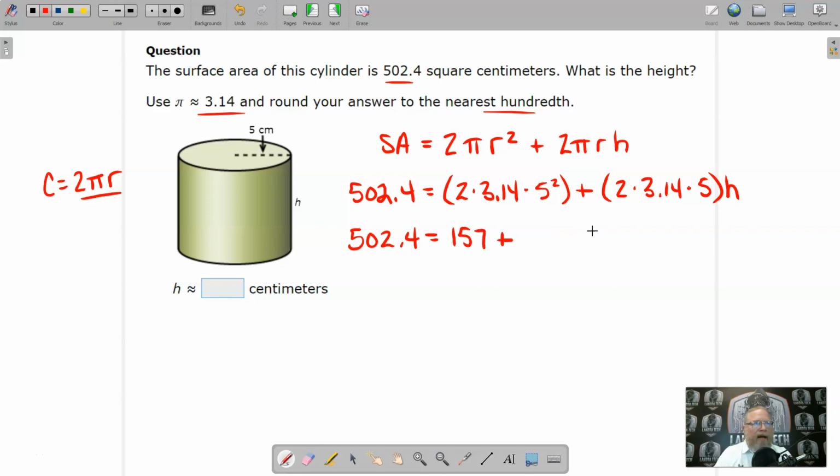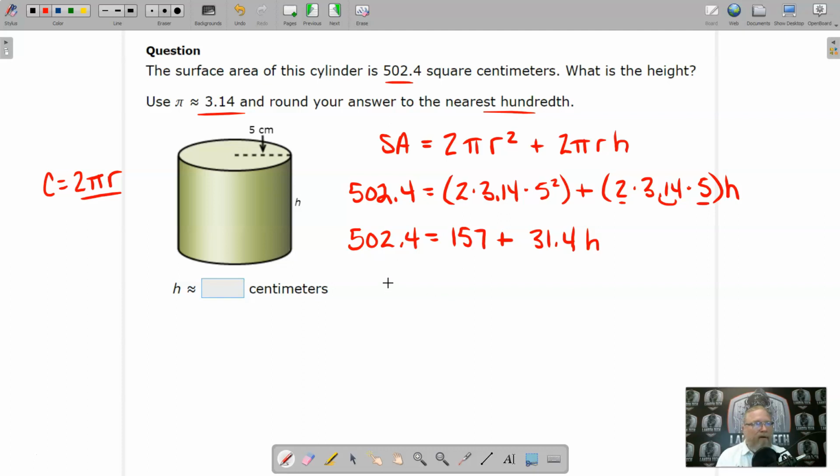And now we're going to add that to 2 times, I can do this one without a calculator, 2 times 5 is 10, and 3.14 times 10 is going to move the decimal over one place, so that's going to be 31.4. I think whenever I did this the first time, I actually messed up on this, and I thought move the decimal over 2 places. So 3.14H, right? Now, let's go ahead and subtract 157 from each side.